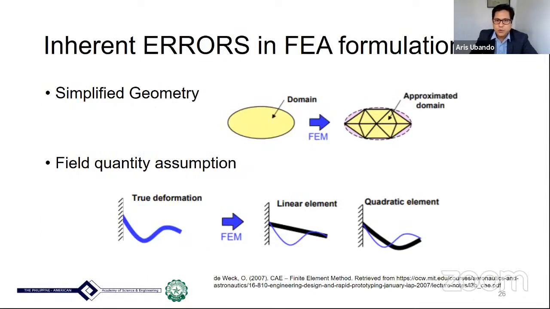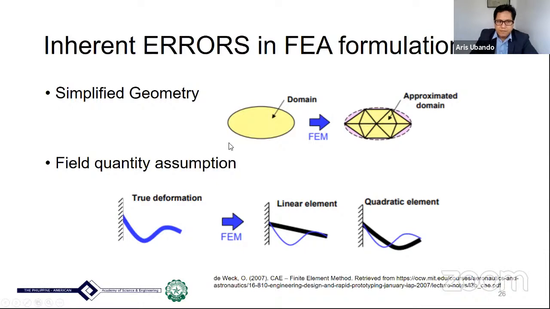So just to show you some of the sources of the inherent errors, if you have a specific domain here, and we apply the meshing approach, then we would have an approximated domain wherein the whole domain is not really captured. So what we try to do is simplify the model for us to be able to solve it iteratively using a computer.